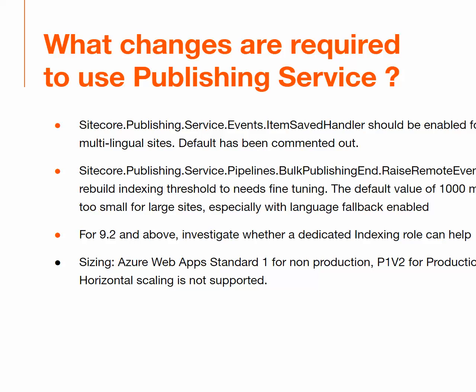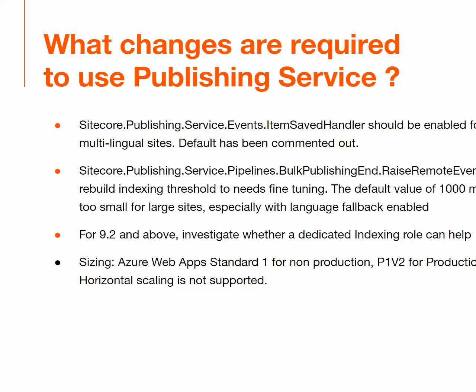There's a tiny performance hit. So if you don't have a multilingual website, don't turn it on. There's a raise remote events setting. So when you publish, you will say, okay, I published 1,000 items. Maybe instead of only incrementally updating the index 1,000 times, maybe you should re-index the entire index set instead. 1,000, in my opinion, is too low. You should probably look at something like 10,000 instead.